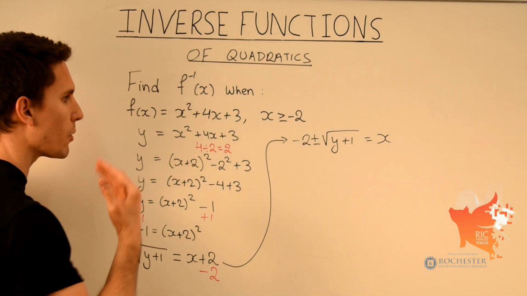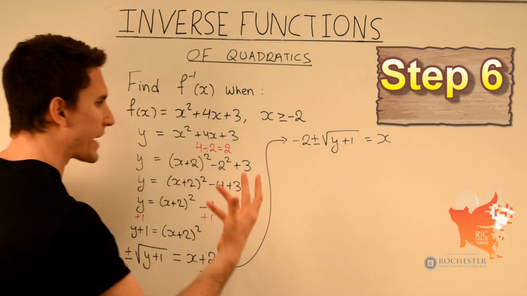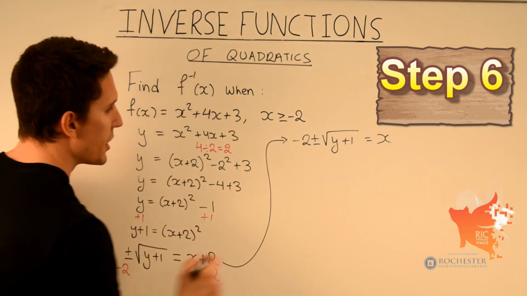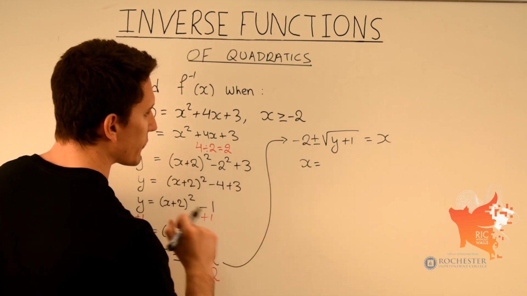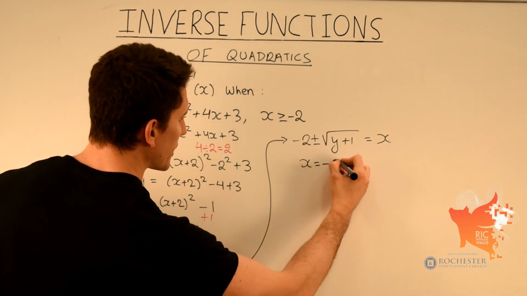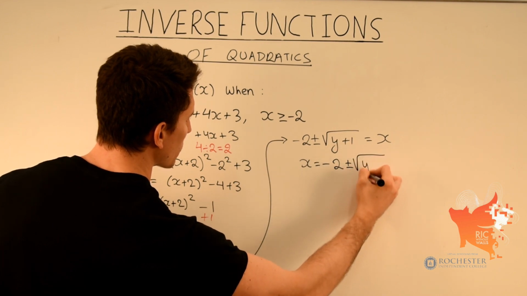Excellent. So here what we are going to do is swap these two around because we like having x on the left. So if we just say that x is going to be equal to what we have on the left, we will have succeeded in writing it in a way which we prefer. So it's minus 2 plus minus the square root of y plus 1.